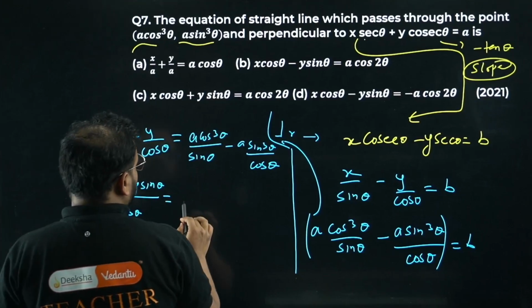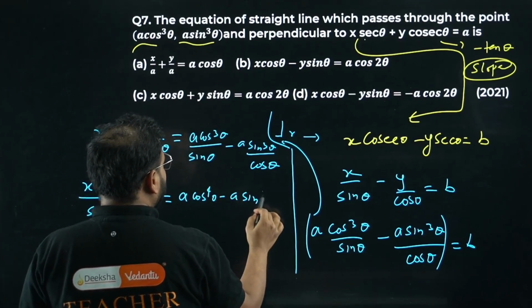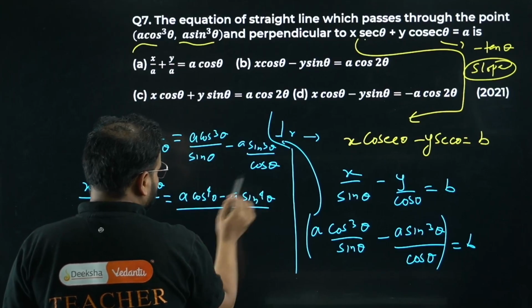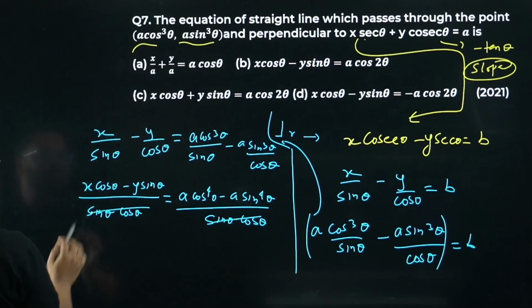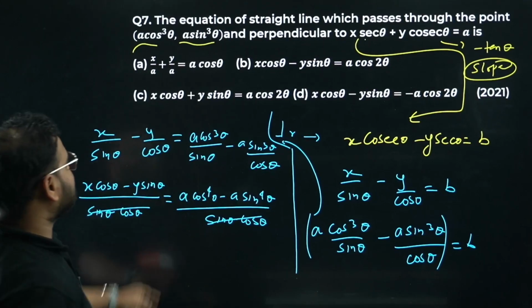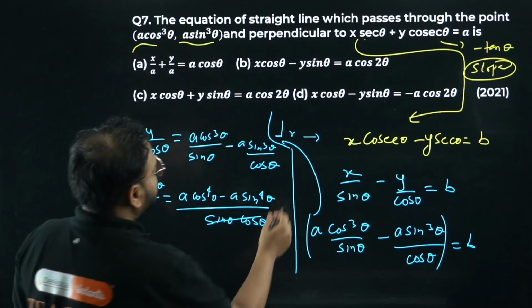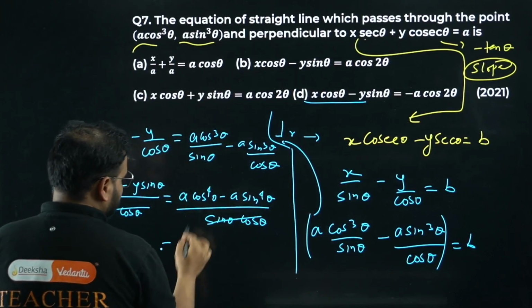And of course on this side we have a cos power 4 theta minus a sine power 4 theta upon sine into cos. Please check. I can simplify this. Cancel. What I'm getting here is x cos minus y sine. Okay, now we have two options like this. I have to solve this RHS now.